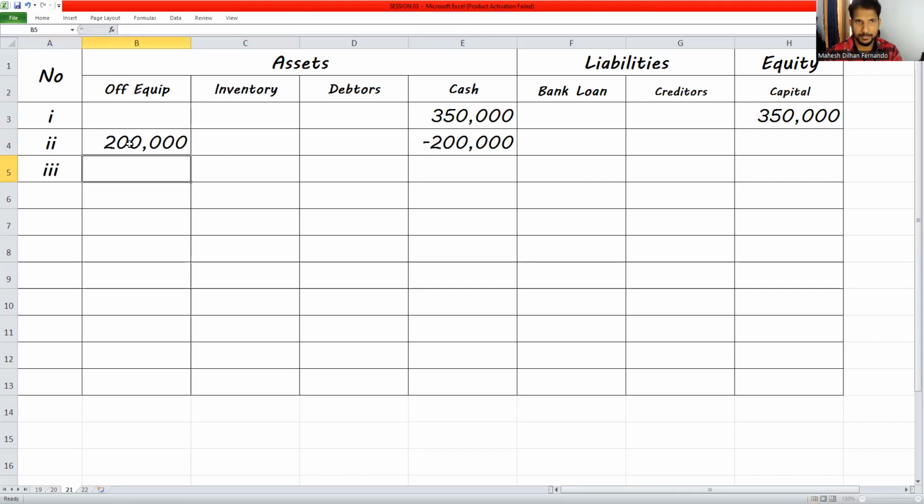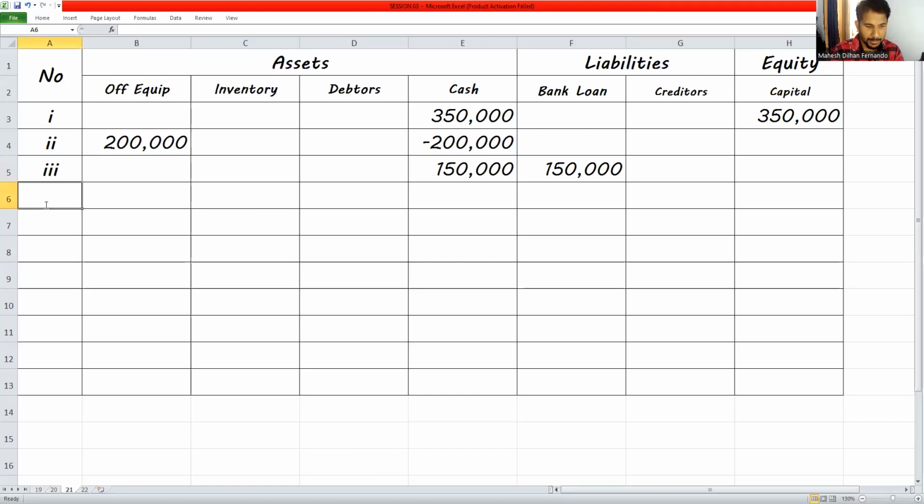Transaction number three. Obtain a bank loan valued 150,000. Now think critically. What happens? When a business obtains a bank loan, the business receives cash, so the balance of cash is increased by 150,000. What else would increase? It increases an external liability called bank loan by 150,000. Yes, very good, Sanuka.